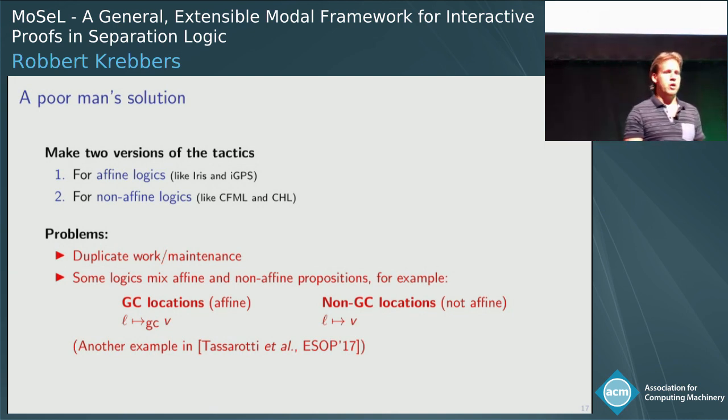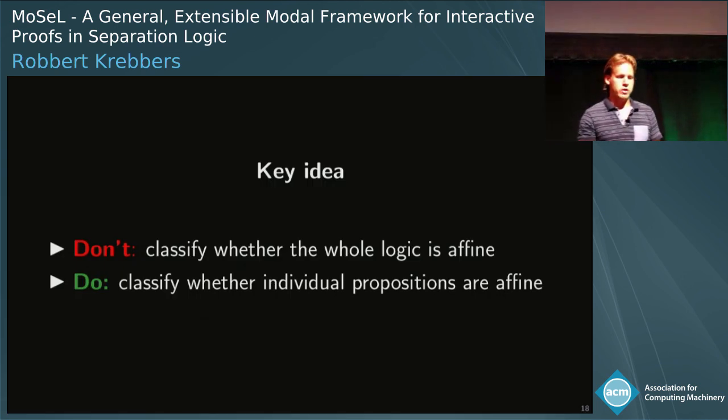There are other logics out there that mix both affine and non-affine resources. You could imagine that you want to reason in a precise way about resources in a language where you have both garbage collected pointers and pointers that you have to free manually. Then you would have 2 such points-to connectives, one that's affine and one that's not, depending on whether the location is garbage collected or not. One you would want to be able to clear out and reason with like in Iris, but the other not. Another example appears in the paper by Tassarotti and others, where they have some advanced things using ghost state, where some ghost state is affine and others is not. So how can we support that?